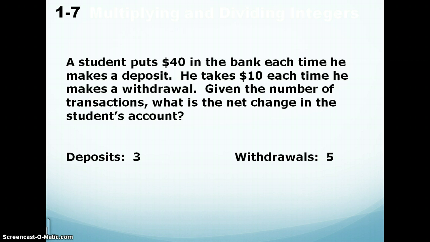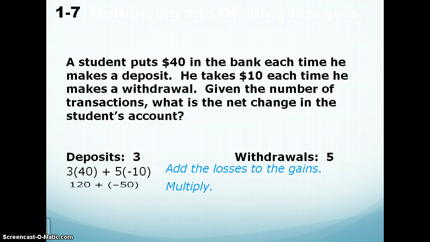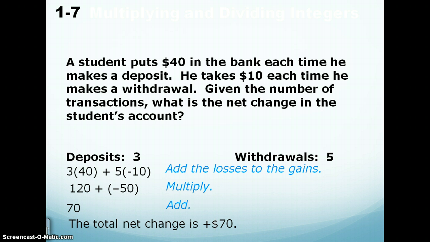So we have 3 deposits for $40 each, and 5 withdrawals where we're taking out, making it a negative 10 each. 3 times 40 is 120, 5 times negative 10 is negative 50. Add those together, we have a net change of $70. That would be the amount of money that is currently in the bank.